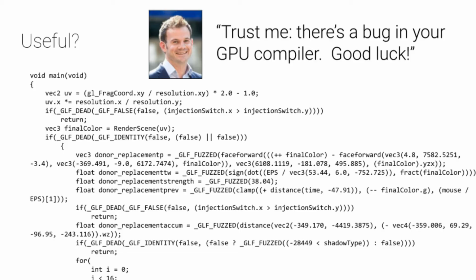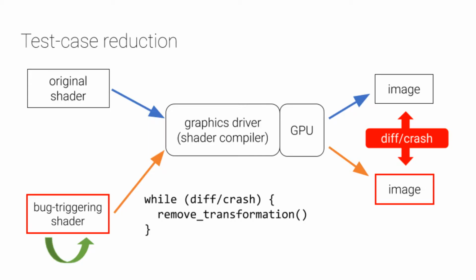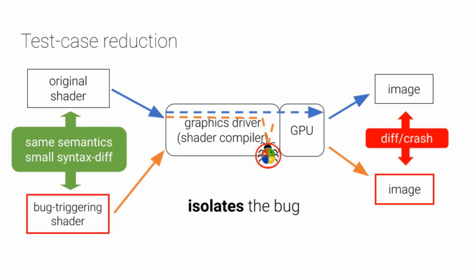The way GraphicsFuzz works is it transforms an original shader into a typically much larger and more complex variant shader. And if we would give this variant shader to a compiler developer and say, look, there's a bug in your compiler, good luck figuring out what's wrong, that wouldn't be very useful. So what we also have with GraphicsFuzz is a reducer. And what that does is it takes the bug triggering shader and it repeatedly tries removing transformations, keeping the smaller shader that results if it preserves either the bad image or the crash. And this ultimately gets down to a very small shader that suffices to trigger the bug.